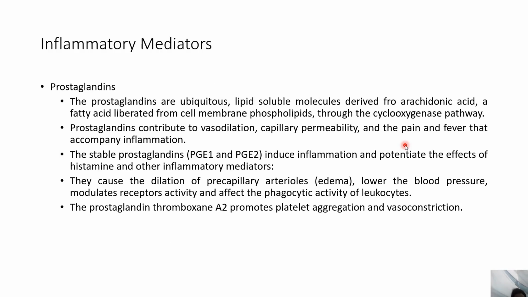Now, prostaglandins are ubiquitous lipid-soluble molecules derived from arachidonic acid, a fatty acid liberated from cell membrane phospholipids, through the cyclooxygenase pathway. Prostaglandins contribute to vasodilation, capillary permeability, and the pain and fever that accompany inflammation. The stable prostaglandins induce inflammation and potentiate the effects of histamine and other inflammatory mediators. They cause dilation of precapillary arteries, lower the blood pressure, modulate receptor activity, and affect the phagocytic activity of leukocytes. Thromboxane A2 promotes platelet aggregation and vasoconstriction.